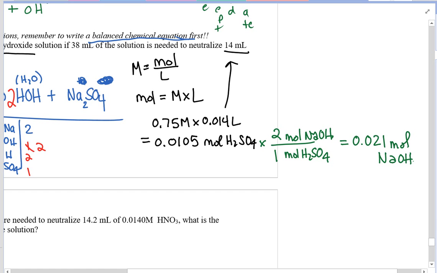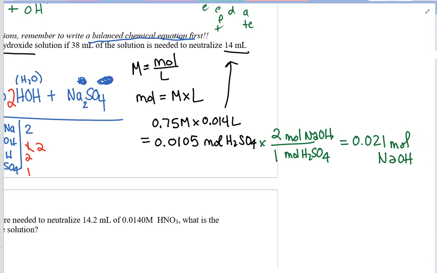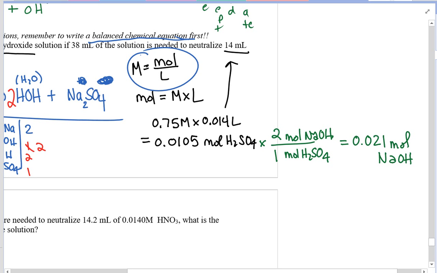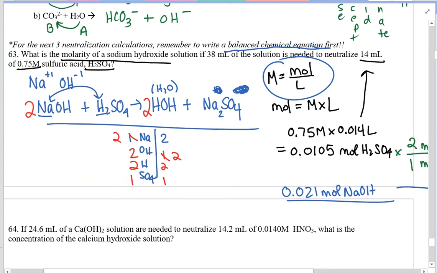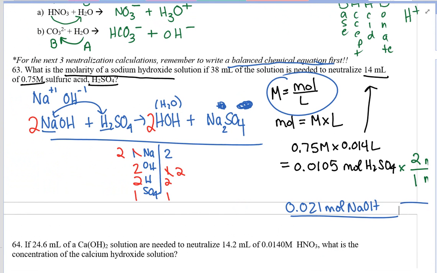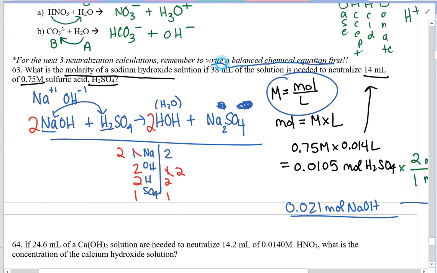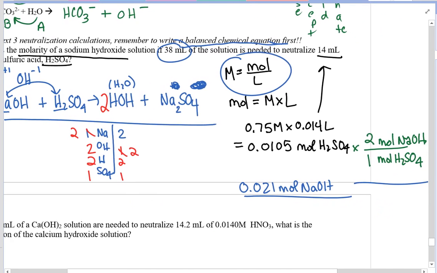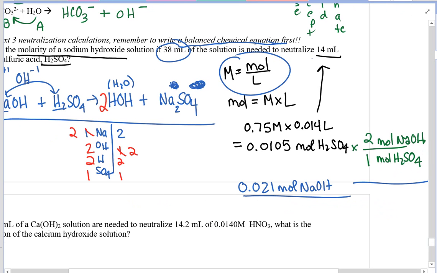And then the last step is going to be to use my molarity equation again to solve for molarity of sodium hydroxide. So my moles of sodium hydroxide is 0.021. I'm using my answer from this previous step. The volume of sodium hydroxide, let me go back to the question, it looks like 38 milliliters. Notice how there's 2 volumes, 38 and 14, so make sure you use the right volume.